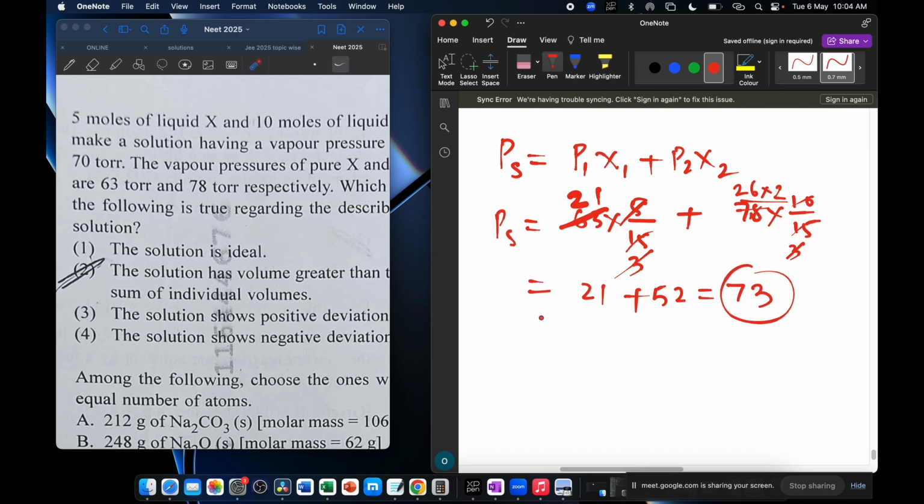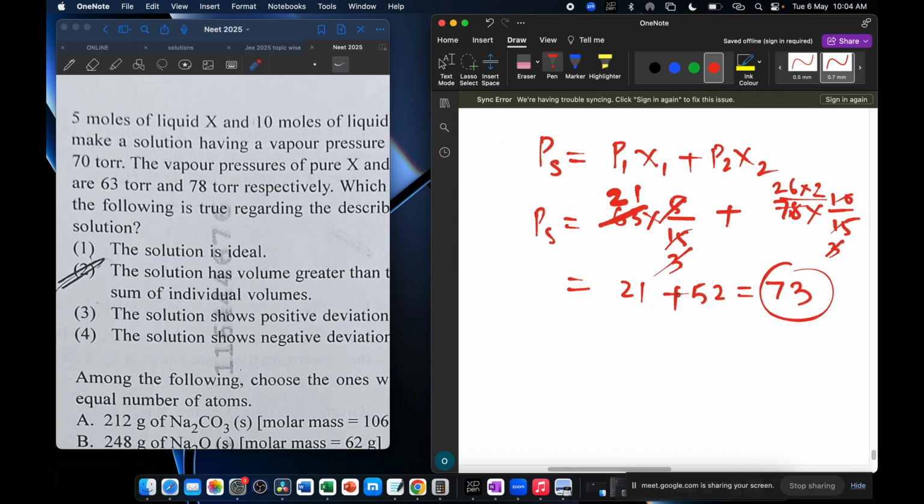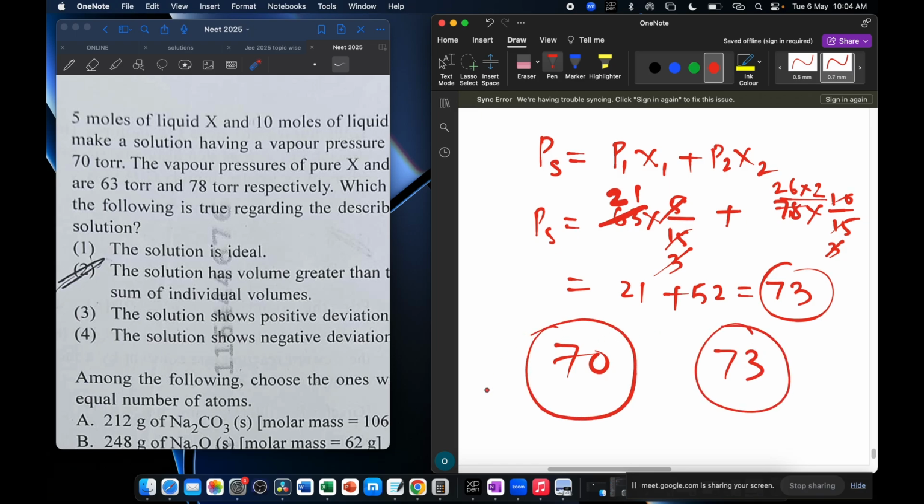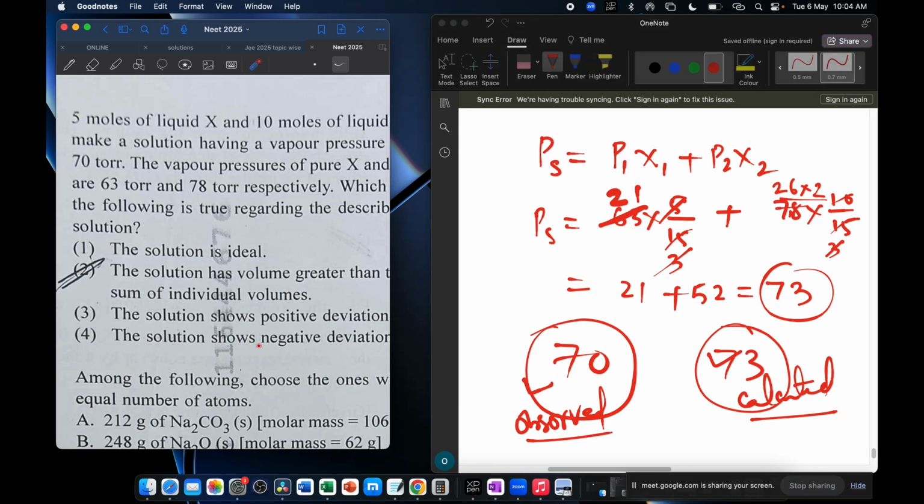So this is just what we calculated, and when they mix it together, one is 70 and one is 73, but which one is observed, which one is calculated? Just we calculated this, right? This is what he observed. Which is lower, observed is lower or calculated is lower? Observed. So which deviation is it here? It is lower than expected. So what is the answer? Negative deviation.